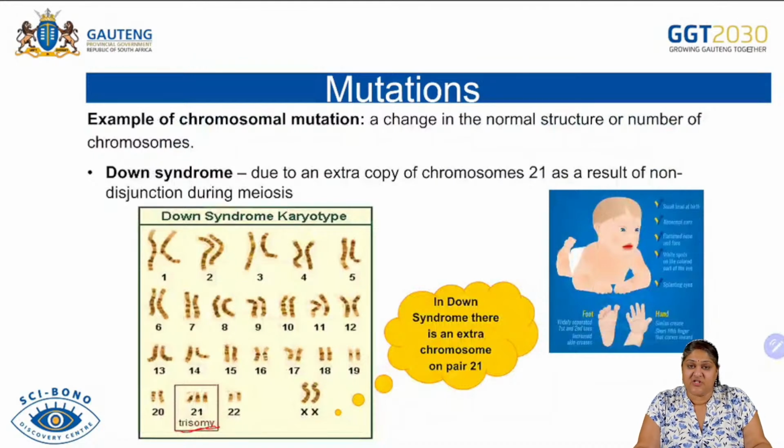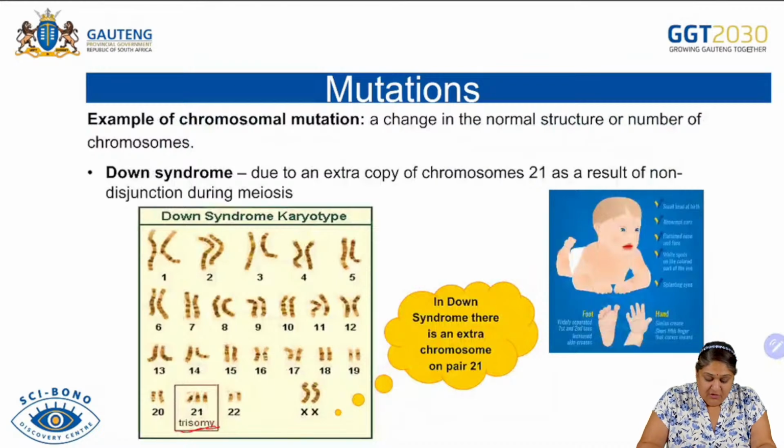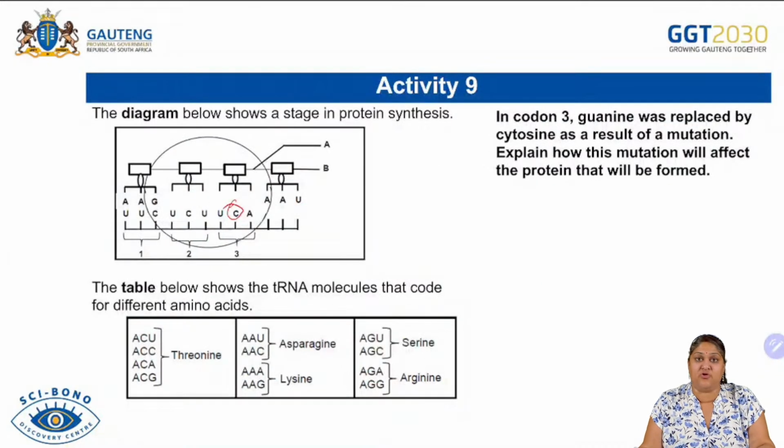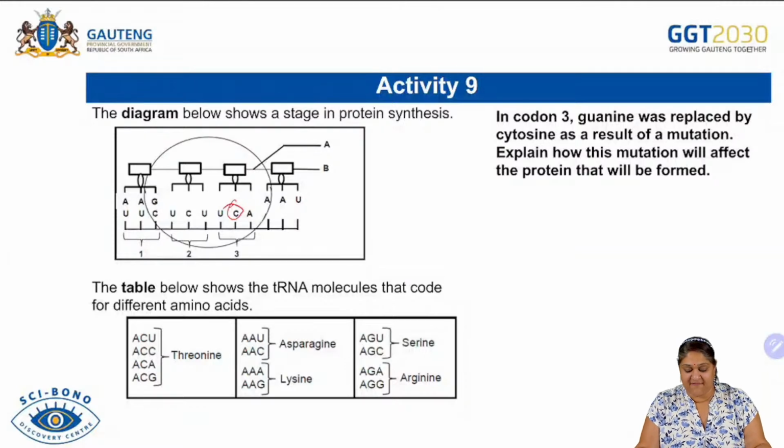Okay. So this question was extracted from another question. They asked a lot of things on protein synthesis, but we are only focusing on the mutation. So they're saying here that in codon 3, guanine was replaced by cytosine as a result of a mutation. So here we go, this over here, it used to be guanine. Now it is cytosine. Explain how the mutation will affect the protein that will be formed. So when you get a question like this, you work it out first, okay, before you say how you're going to put it into words.